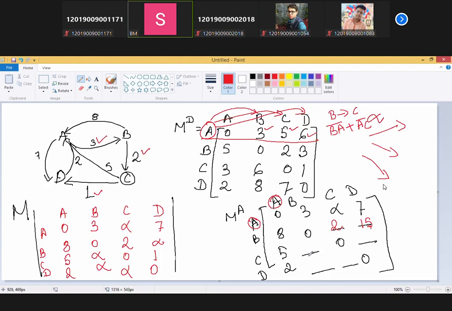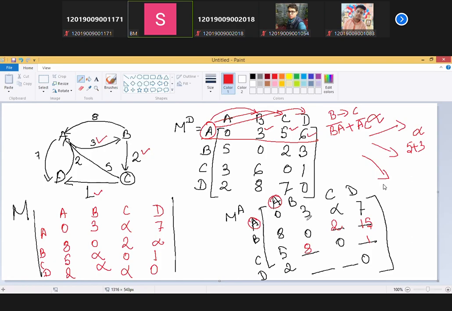Now come for C to B. C to B is given as infinity. Fine. C to A is 5 and A to B is 3. So 5 plus 3, that is obviously less than infinity. So take this one as 8. Come for C to D. You just calculated C to A is 5. C to D is 1. So I am not doing further calculation. I know that the via A path is greater than 1, so it will be 1 only.